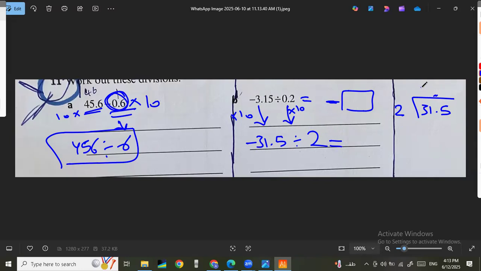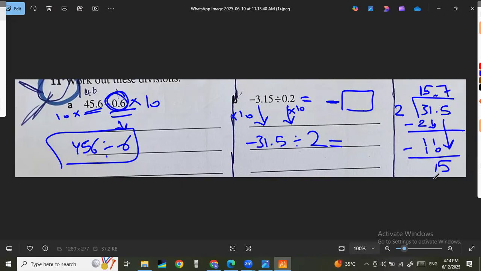How many 2's are in 3? 1 times 2 is 2. Subtract, 1. Bring down a 1. How many 2's are in 11? 5. It's 10. Subtract gives you 1. Bring down the last 5. How many 2's are in 15? You're going to find that it is a 7.